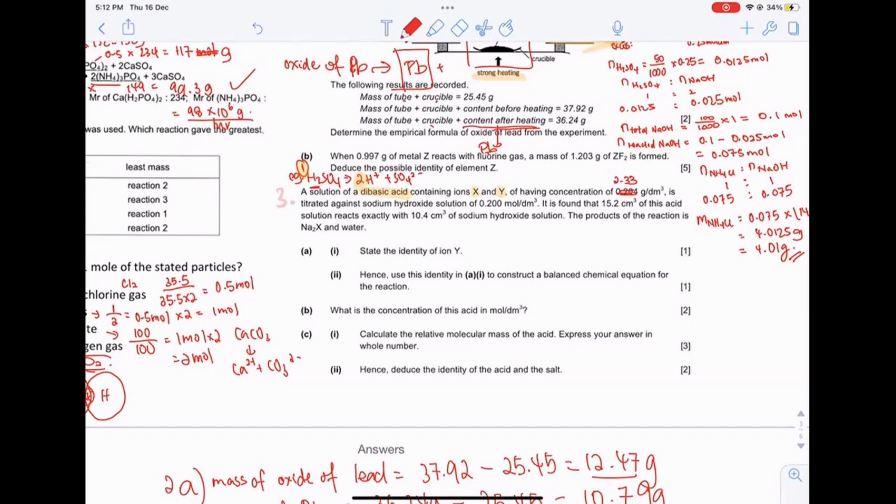Then they told us in the last sentence that the products of the reaction are Na2X and water. Which is expected because this is neutralization, acid plus alkaline. So state the identity of Y. You notice something, X is here. So X must be a cation or anion. Decay, can you answer this? Is X cation or anion?